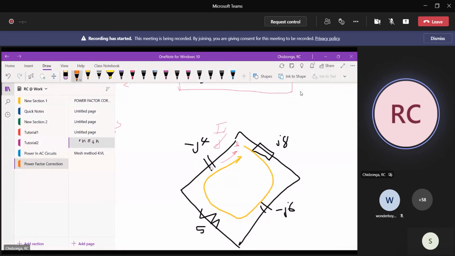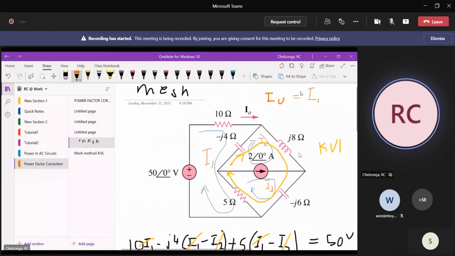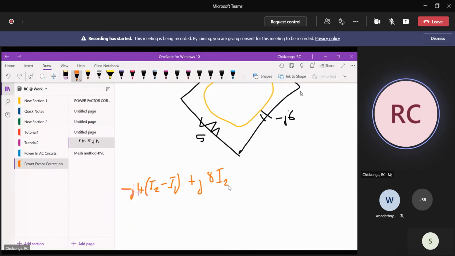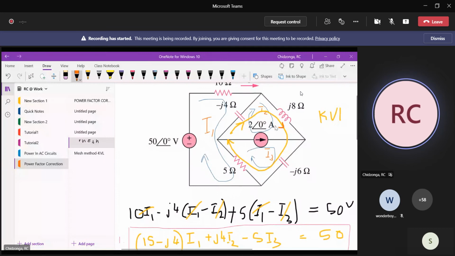When I come to J8, this arm here, you'll see that there is no other current here but I2, which is flowing in that same direction as this current here in the super mesh. So the voltage drop for J8 cannot be anything else but plus J8 times I2, this mesh current. And similarly, when I come to minus J6, there is no other current flowing here. It is simply I3. And I3 is in the same direction as the super mesh. So I'll simply have minus.